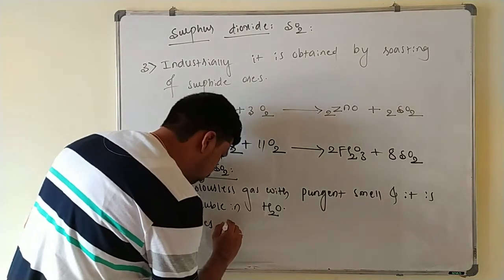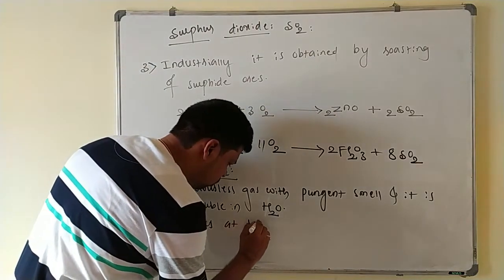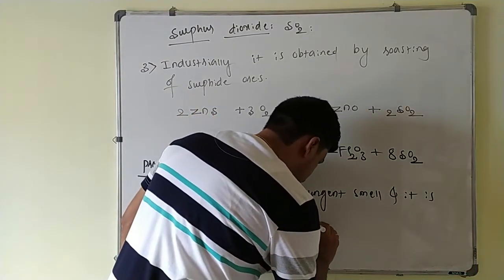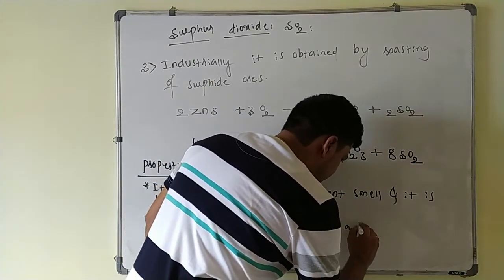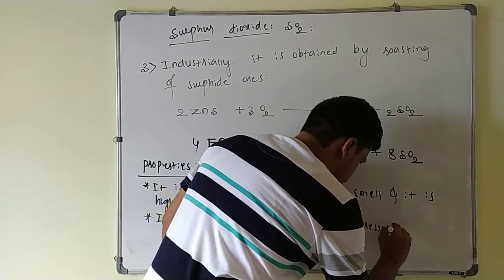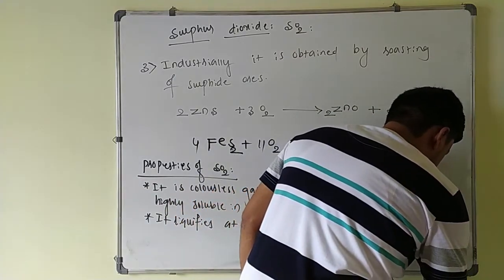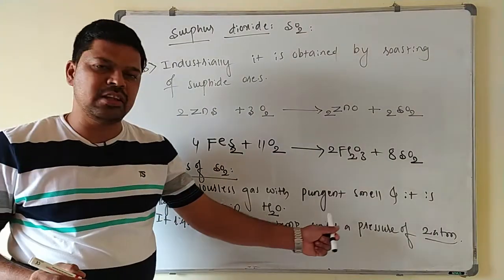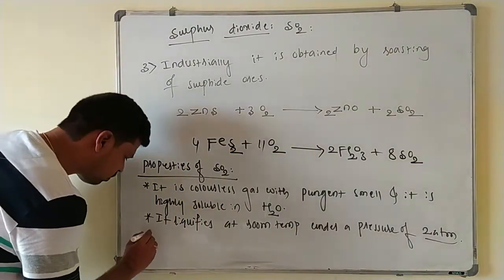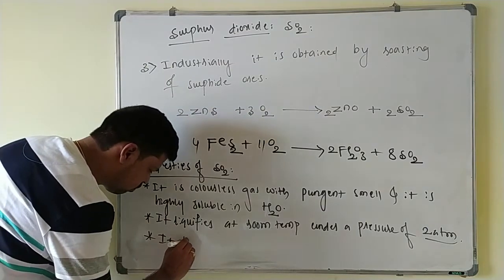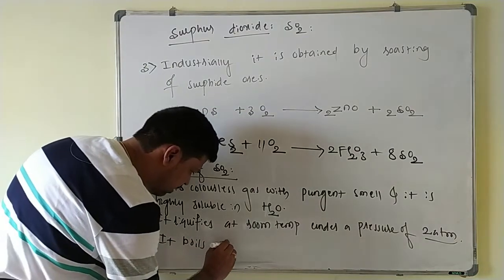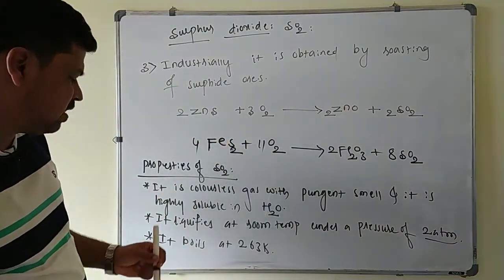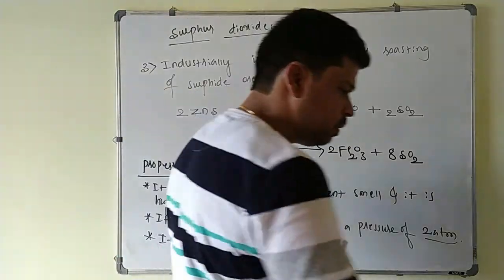Next point, it liquefies at room temperature under a pressure of 2 atmospheres. At room temperature, it will liquefy just by applying a pressure of 2 atmospheres. It boils at 263 Kelvin. Okay, now we will see some of the reactions of SO2.